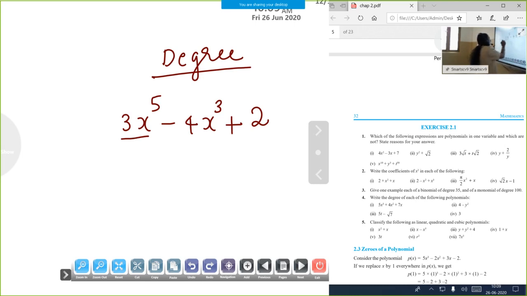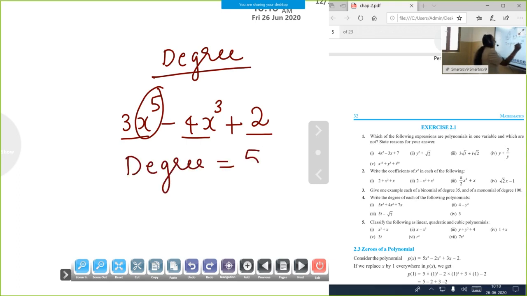Here, 1, 2, 3 terms. Highest power of the variable. The variable is x raised to 5, x raised to 3. Here there is no variable, but we can write 2x raised to 0. So these are the three terms, and what is the highest power of the variable? No need to add together. You take the expression, see, x raised to 5. That is the highest power. So the degree of the polynomial is 5. Highest power of the variable.